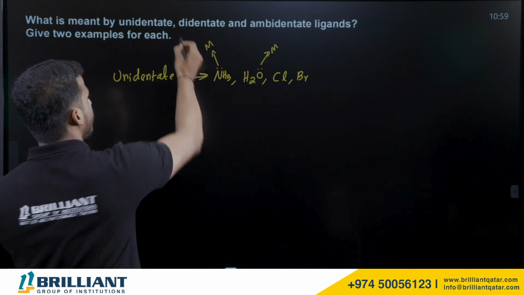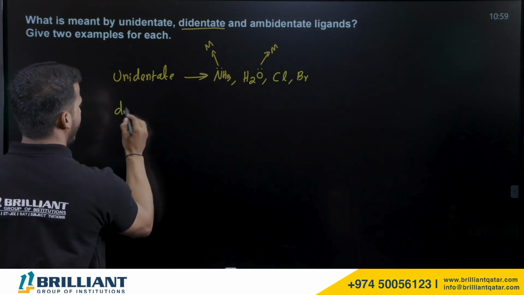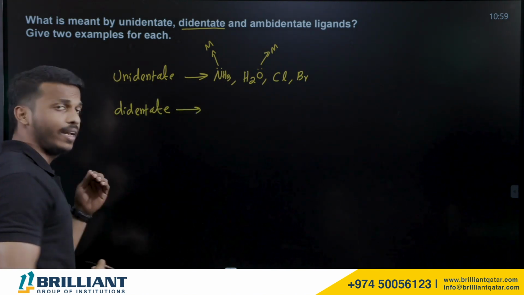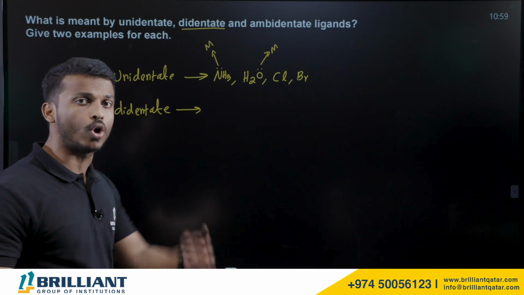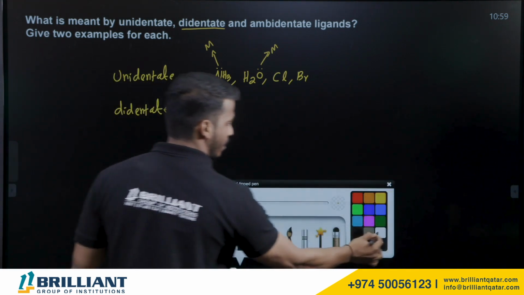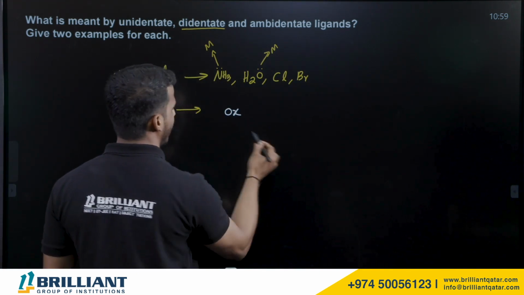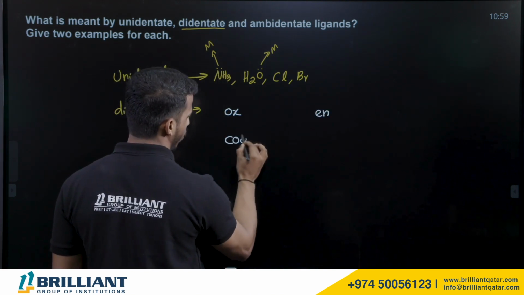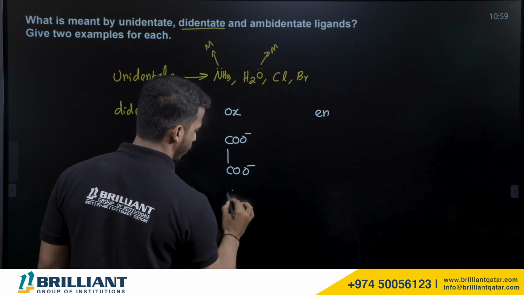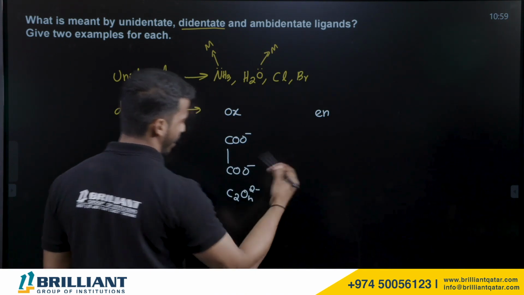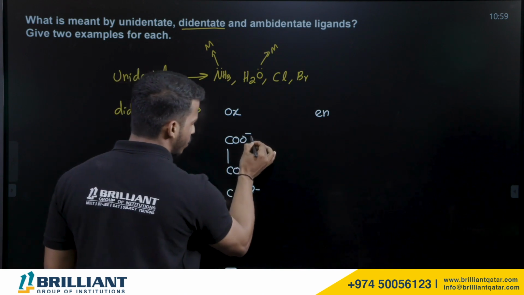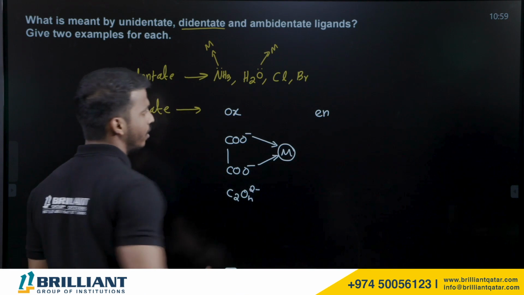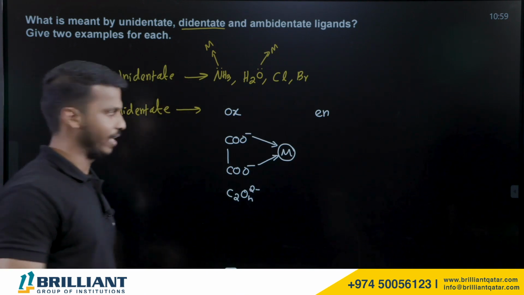What is meant by a didentate ligand? Didentate, or we can call it a bidentate ligand, right? Didentate in the sense the ligand which contains two donor atoms. The two examples which we discussed in this chapter: one is called oxalate, one is called ethylene diamine. You know what oxalate is? Oxalate means COO minus, COO minus, or we call it C2O4 2 minus. See, by using this oxygen, the negative charge, it can make a bond with a metal atom. See, there are two donor atoms. That's called a bidentate ligand.